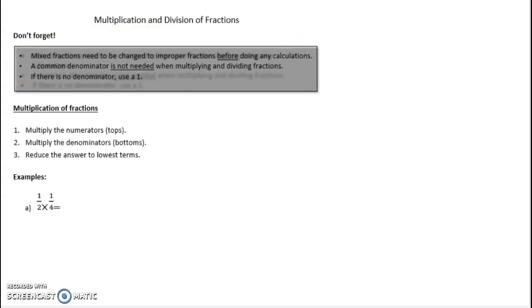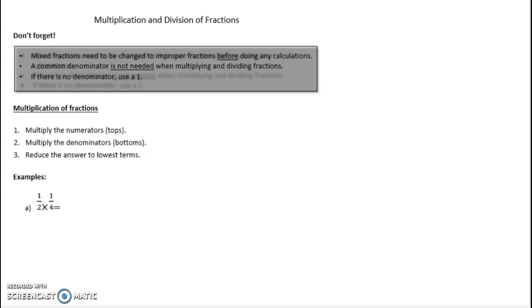The first one, mixed fractions need to be changed to improper fractions before doing any calculations. Next, a common denominator is not needed when multiplying and dividing fractions. And last one, if there is no denominator, use a 1.